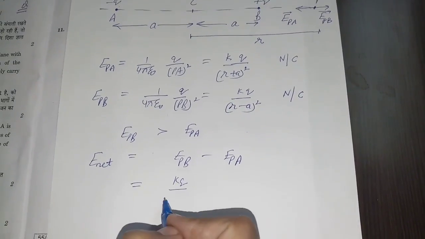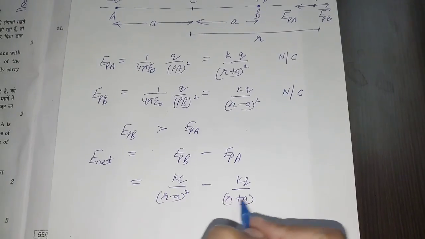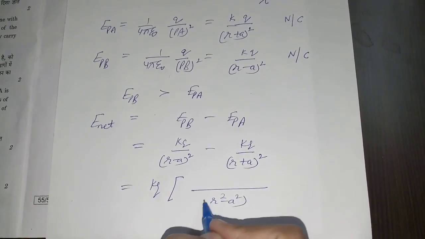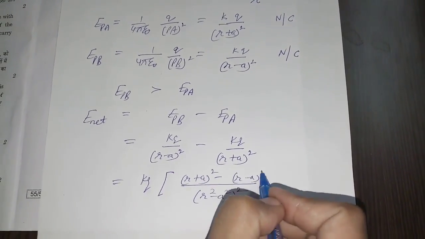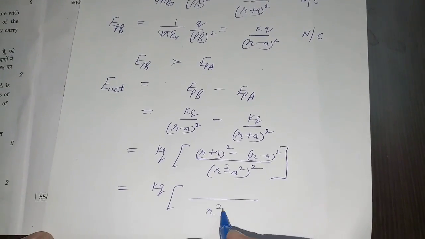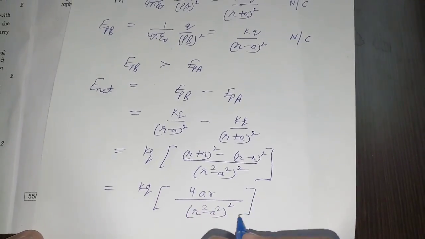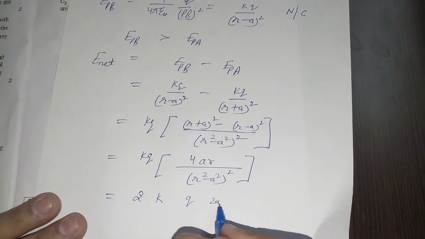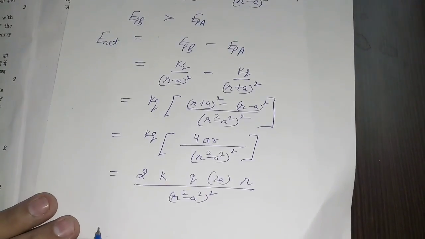So EPB is KQ upon (R minus A) square minus KQ upon (R plus A) square, so that after taking LCM we get (R plus A) square minus (R minus A) square. If you solve this and open the bracket, you get 4AR, which can further be written as 2KQ into 2A into R upon (R square minus A square) whole square.